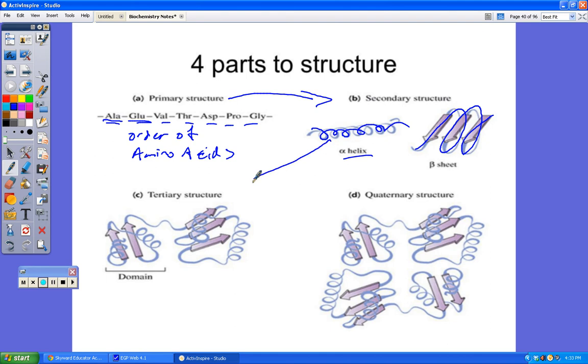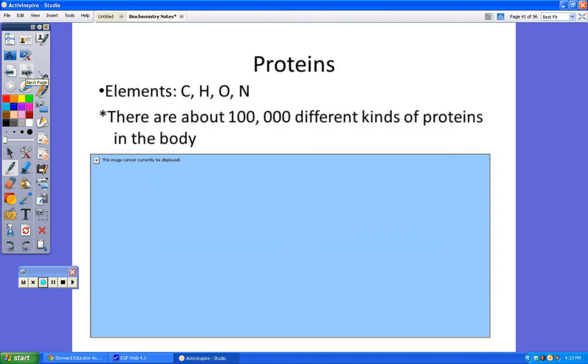When these begin to fold and form upon each other, that's called the tertiary structure. And once those fold and form upon each other, we get the quaternary structure. So again, these are just made up of the primary structure all the way back here. That is the amino acids. So the important part to take from this is that proteins are a very complex molecule that have a lot of parts to them. Proteins are usually made of carbon, hydrogen, oxygen, nitrogen. There's about 100,000 different kinds in the body.